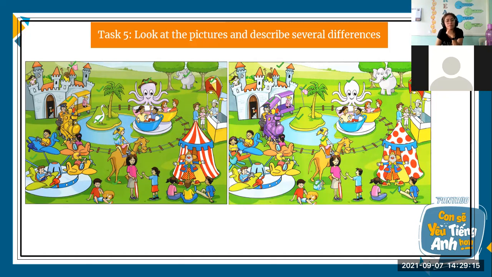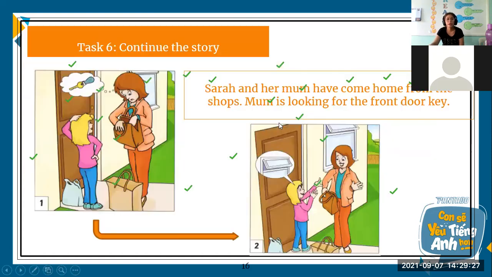Okay. I'm finished. Okay, that's task five. Next. Sorry, I need to erase all the checks that we have done. Now, you need to continue the story. Please look at the story in task 6 and continue.